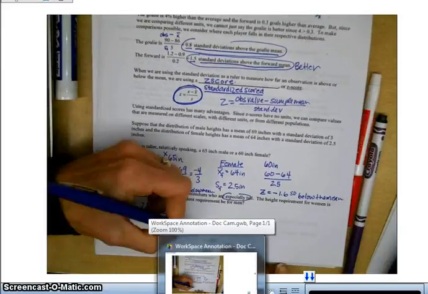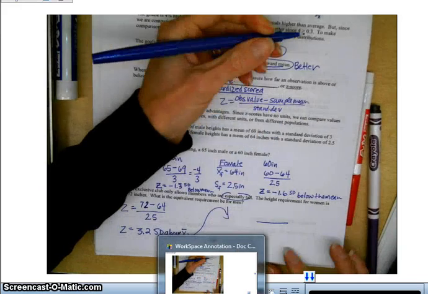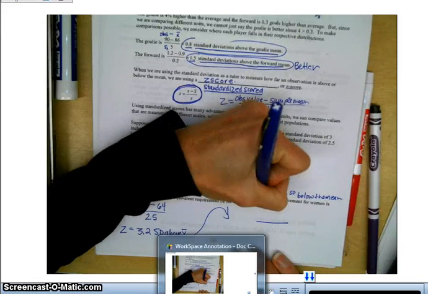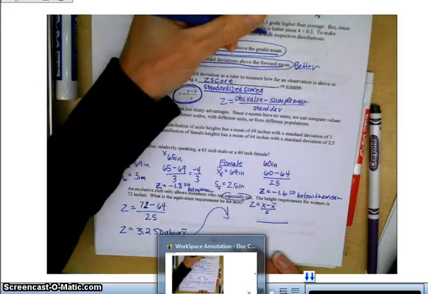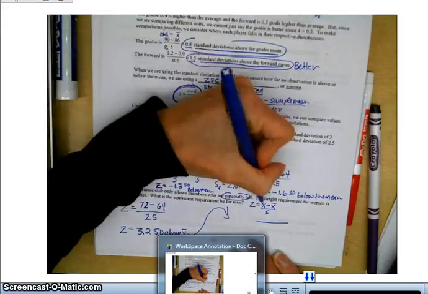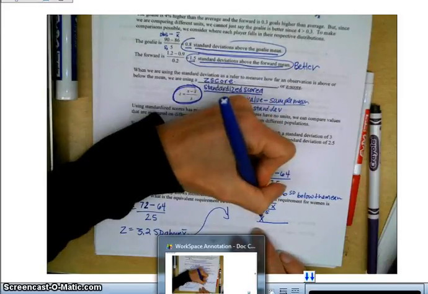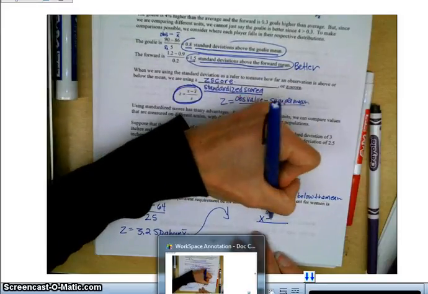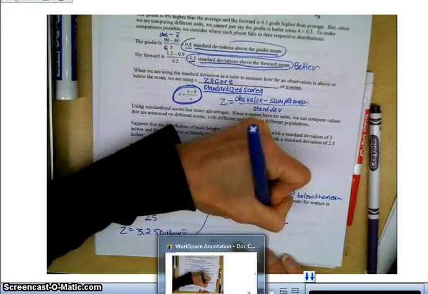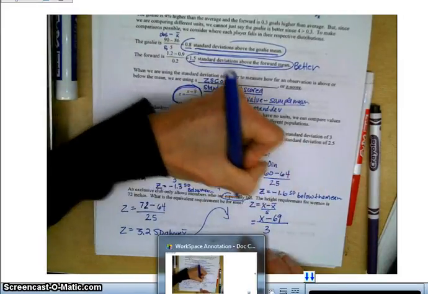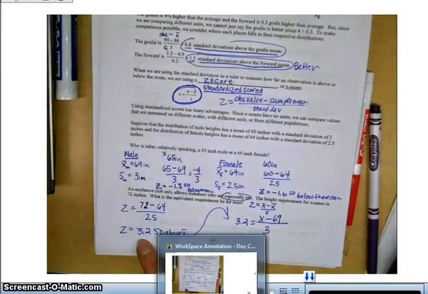Alright, so now I want to find the similar height requirement for men. So in other words, how tall does a man have to be? So if I look at my z-score formula, I'm looking for this value right here. I don't know it. How tall does a man have to be in this club? The average man is 69 inches. The standard deviation of male heights is 3 inches. And the z-score, we know, has to be 3.2 because that was the z-score for women.